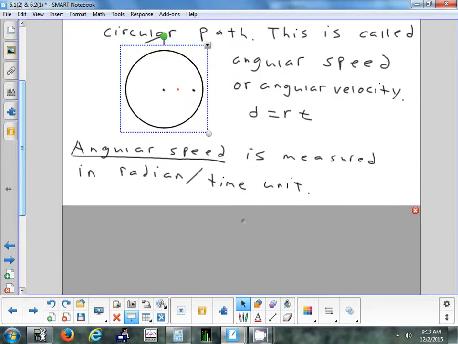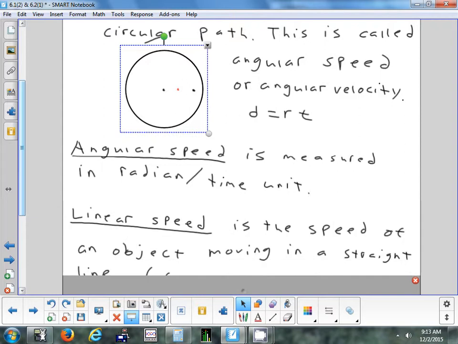So in the book, when they ask for angular speed, they're going to want it in radians per time unit. Could be radians per second, radians per minute, radians per hour. The time unit is not what's important. They want it in radians. Again, in real life we usually use revolutions. That's more common. But we're going to practice with radians.